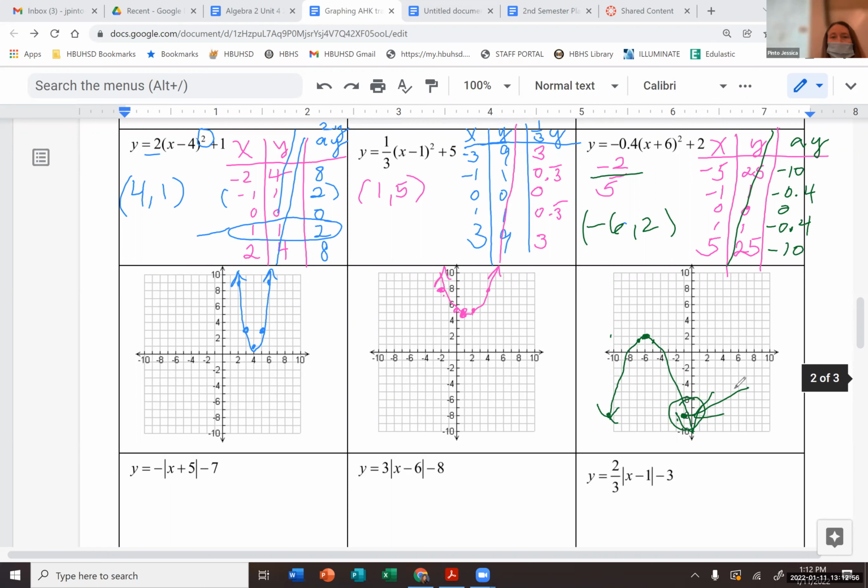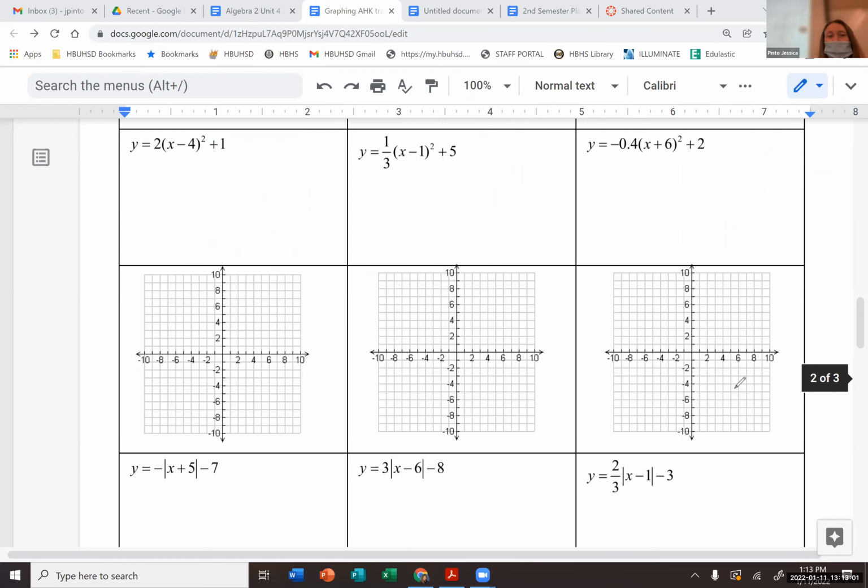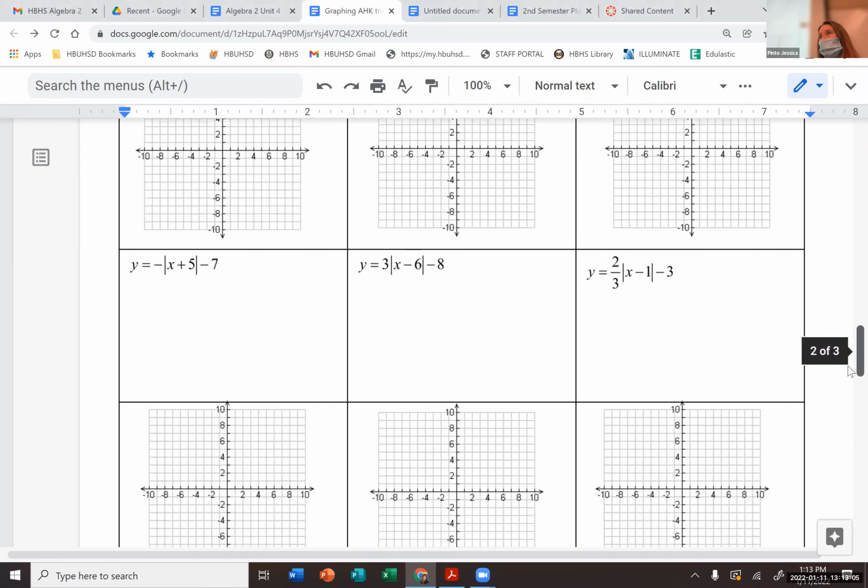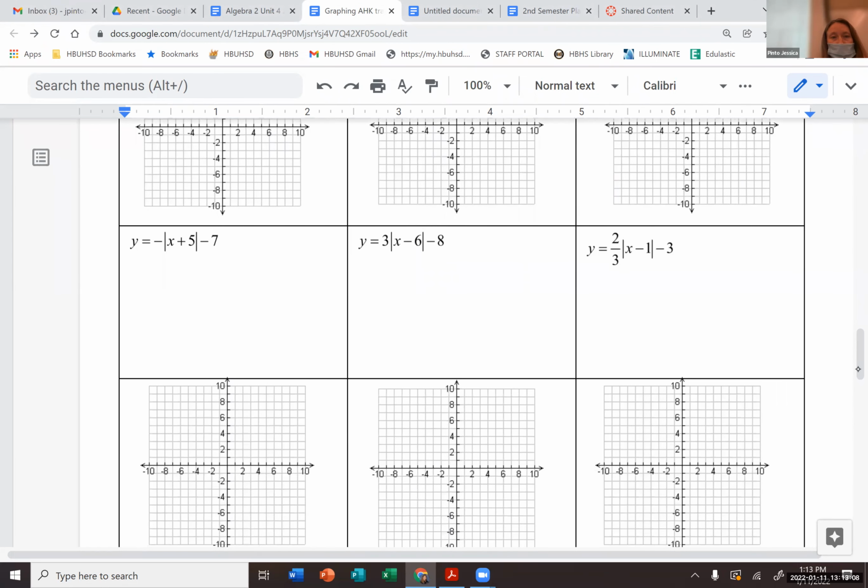Let's do the absolute value graphs real quick. Make sure that you got those ones too. Now, absolute value does not require making a table. Absolute value is 2 lines. So in this one, the slope is negative 1. If the slope is negative, which way are the arrows going to face? Down is correct. So starting at negative 5, negative 7, we just go down 1 over 1 in both directions.